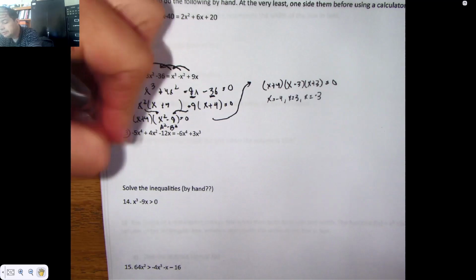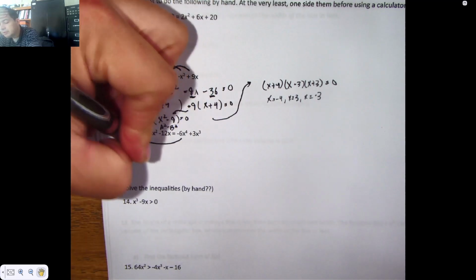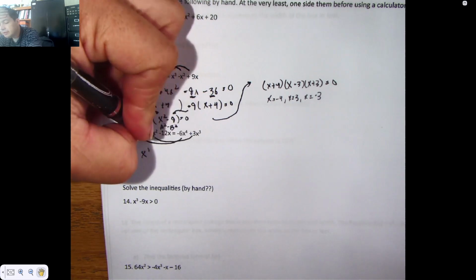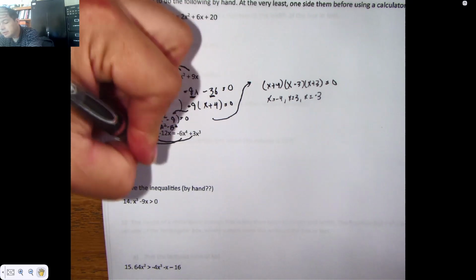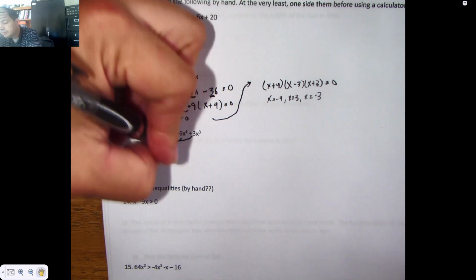Here, I'll even give you 13. If I move this over, I'd have a single x to the 4th. I would take away 3, so plus x squared. No reason to move the negative 12x.